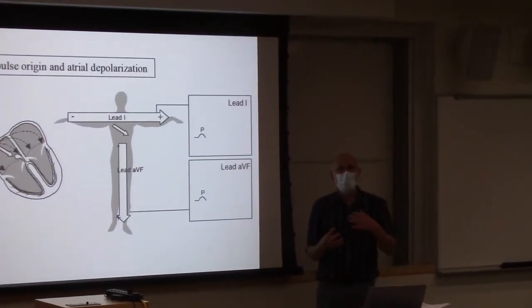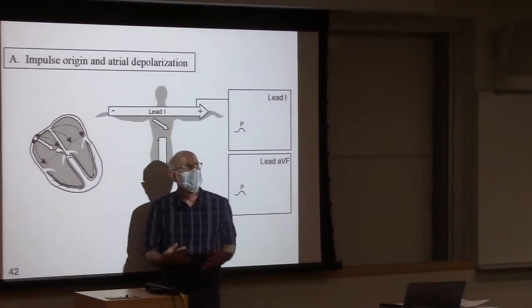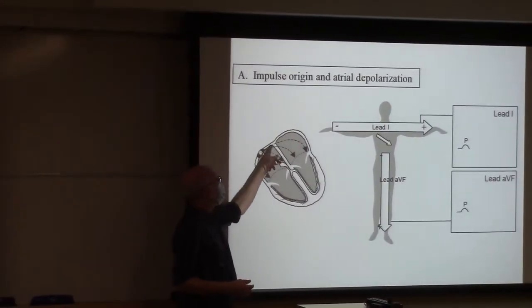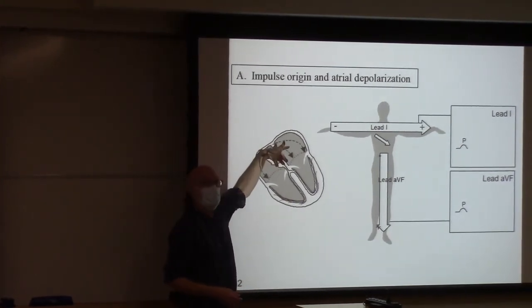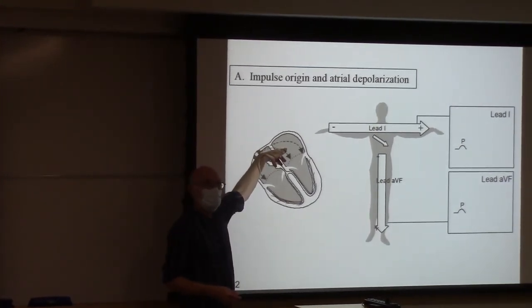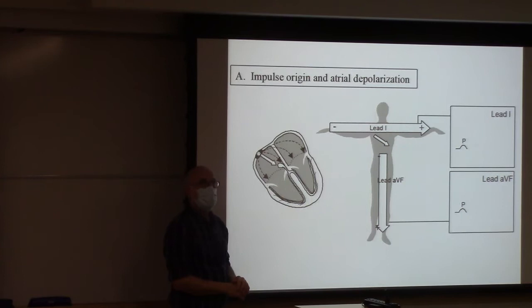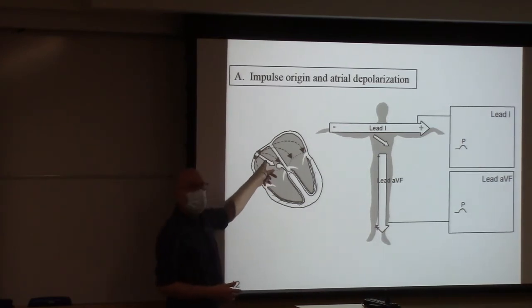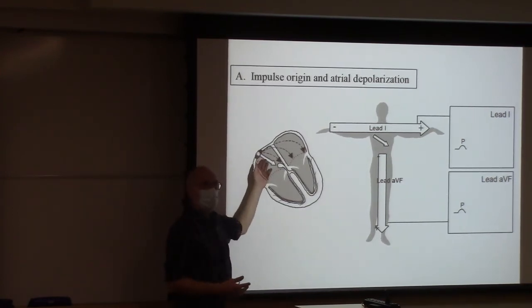So, now we're going to put this together and understand the electrocardiogram. The first signal that the electrocardiogram detects is the spread of depolarization from the SA node throughout the atrium. That spread has an amplitude, and it has a sort of time-averaged direction. So it generates a vector, and that vector has an amplitude and a direction.